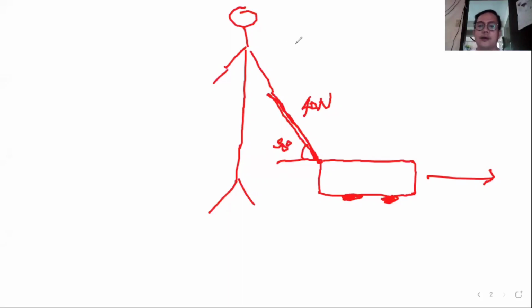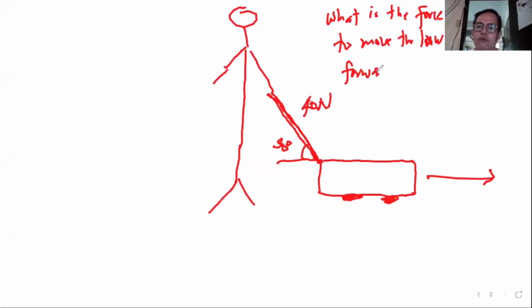The question is, what is the force used to move the lawnmower forward? Okay, that is just our question. Now, I have a question for you. We are ignoring friction here.